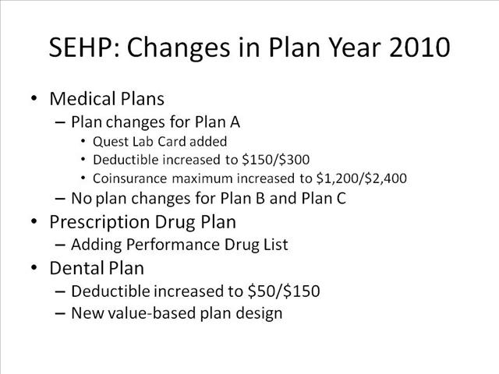In Plan A, deductibles and coinsurance will each increase by $100 for single coverage and by $200 for family coverage. The Quest Lab Card is being added to Plan A for 2010. This is currently only available in Plan B. There are no plan changes for Plans B and C. A performance drug list has been added to the pharmacy program. We'll discuss that in more detail in the video segment that deals with prescription drug plans.